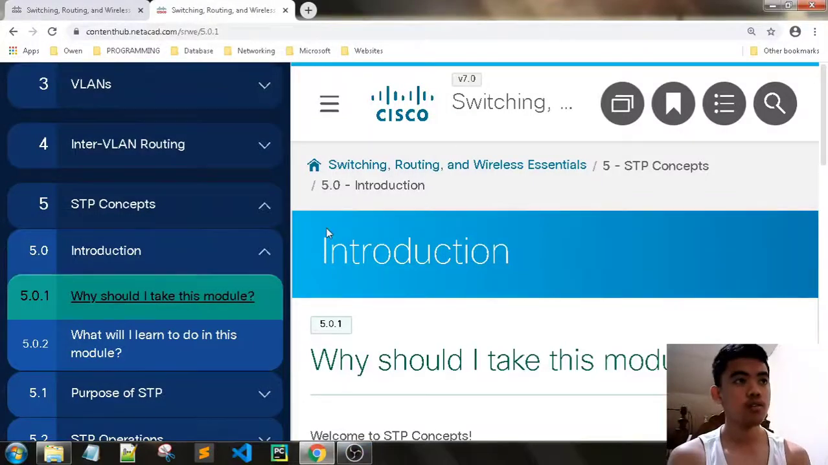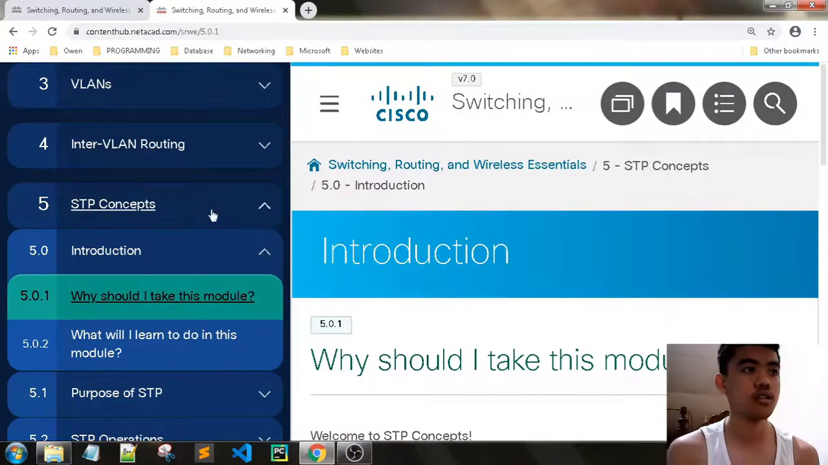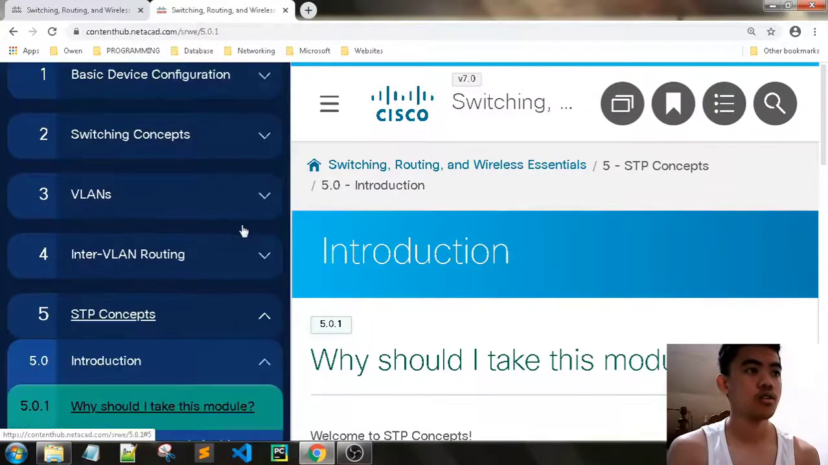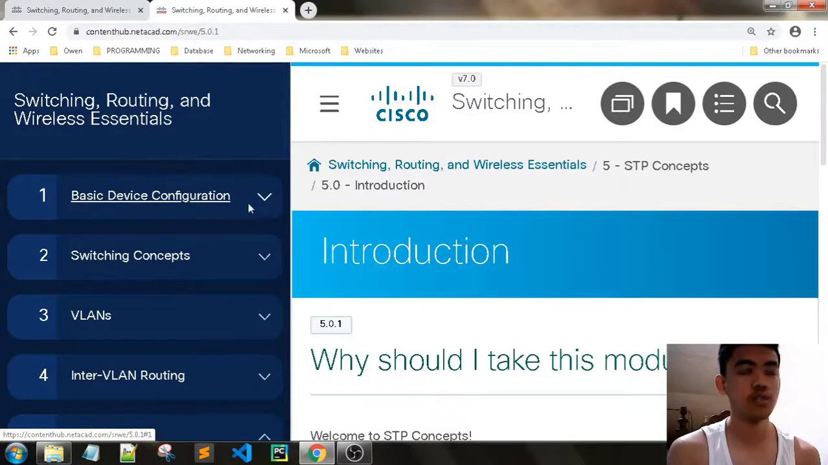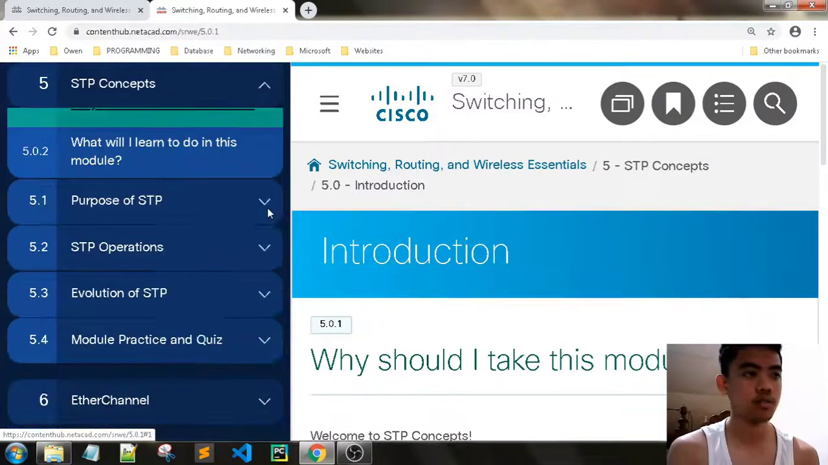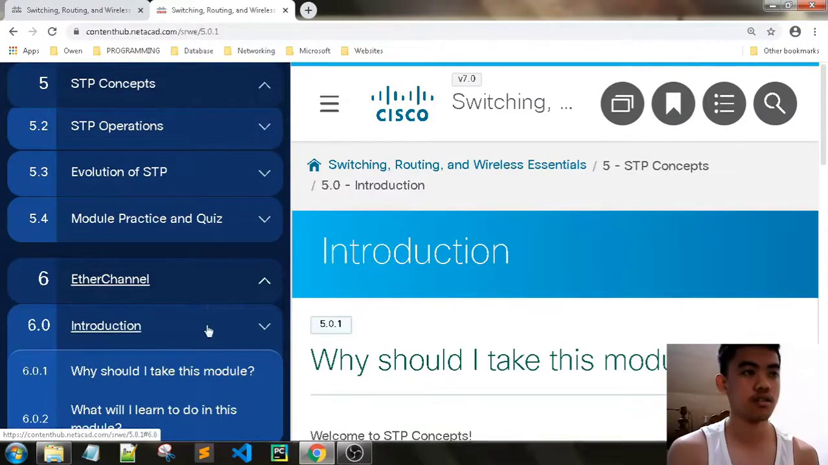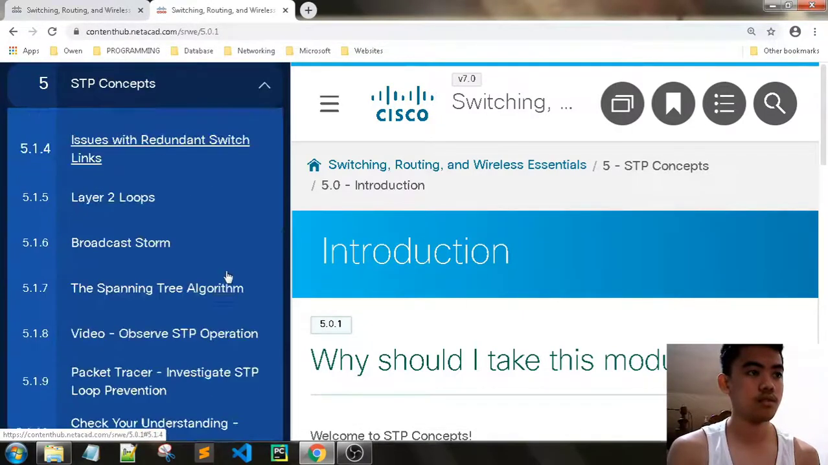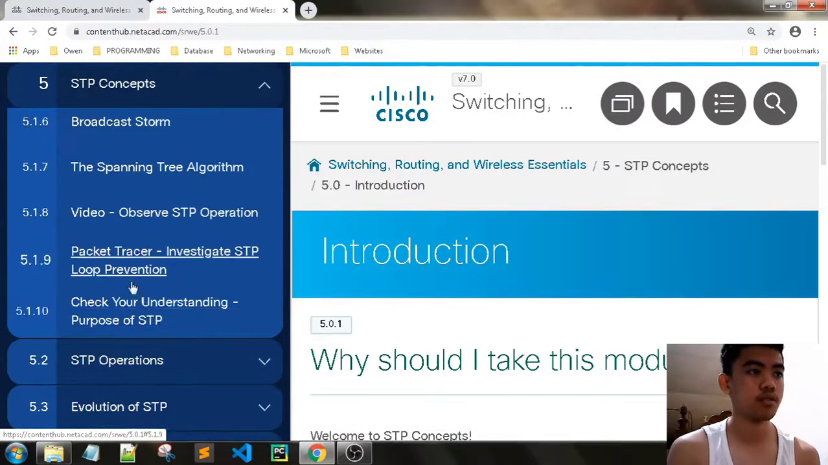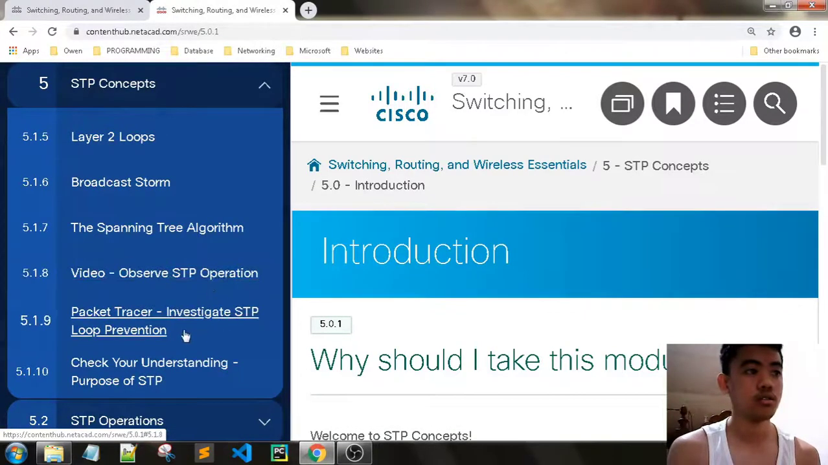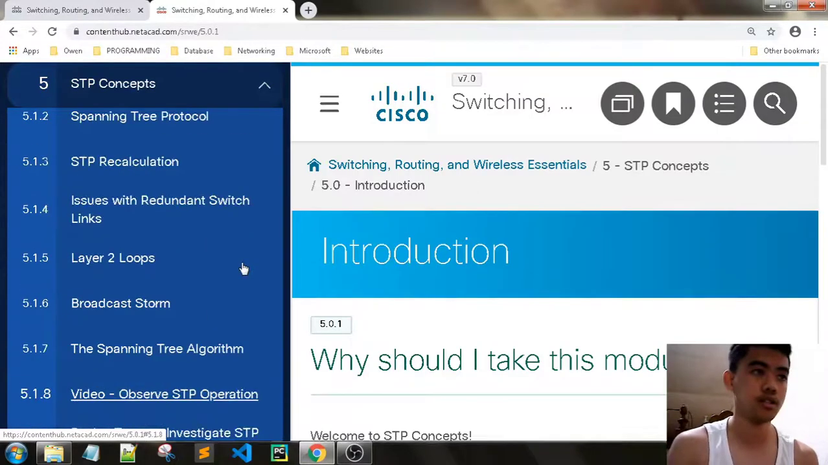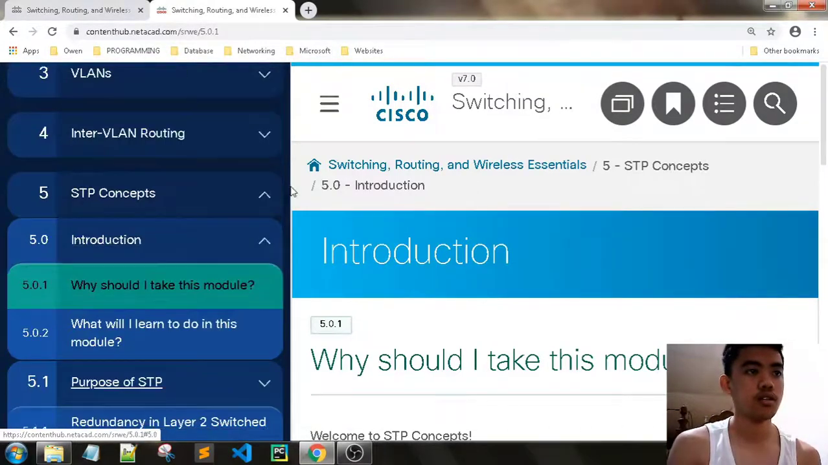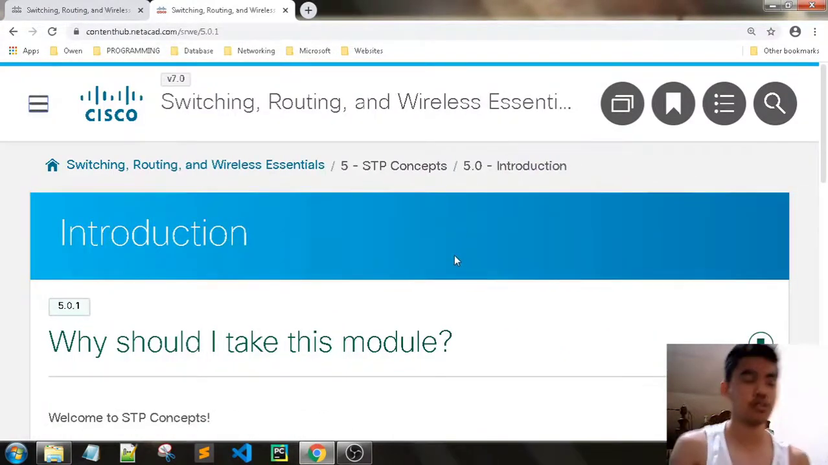So now we will be discussing the STP concepts. It is module 5 of the SRWE course. I already started reading EtherChannel, and I think we have one Packet Tracer here. This Packet Tracer will be included in other playlists. Okay, so first, the introduction.